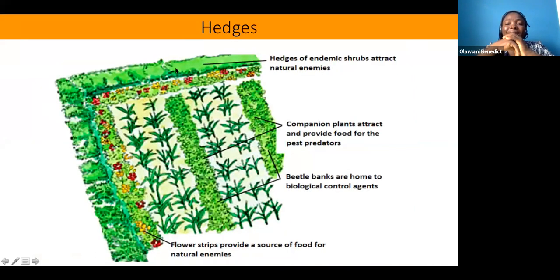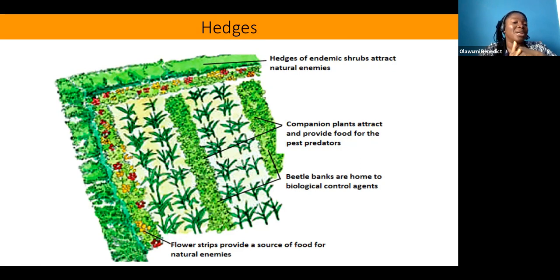Sorry. We move on to hedges. We can see from this beautiful diagram that there are a lot of different layers of hedges that are being planted around the horticultural farm. And we have flowers there, we have the trees there. And when we say plant hedges, these trees can also be of economic importance to you.